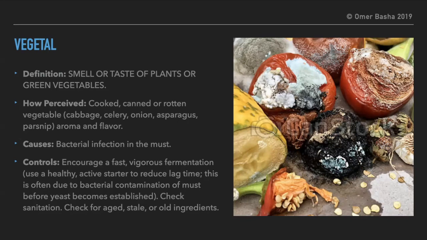Usually these flavors develop because of time for bacterial contamination in the must before the yeast take over. Check for sanitation, check for aged, stale, or old ingredients. So this is for the vegetal flavor.